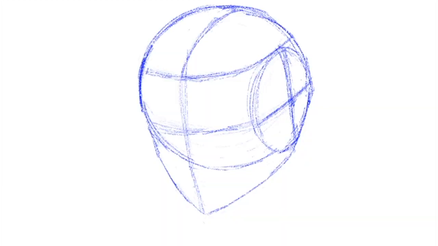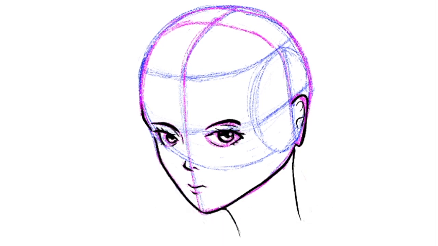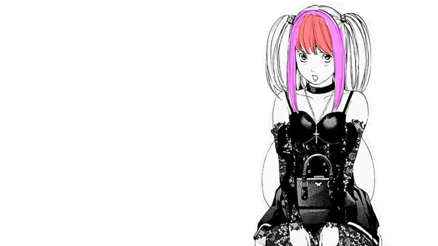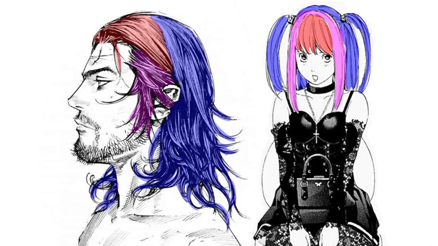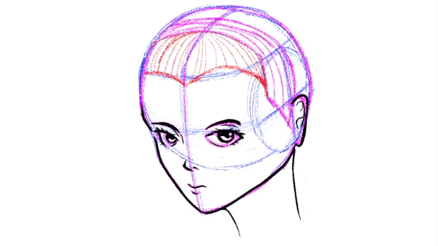After you've drawn the main facial features, you can break down the top of the head into 3 parts: the front, the side, and the back. These will be the main segments of the hair that will make up its own shape. You can analyze your favorite manga's hairstyles and find that they have some sort of separation if you look for the structure of the hair. Breaking it down into simple shapes will make this much easier.